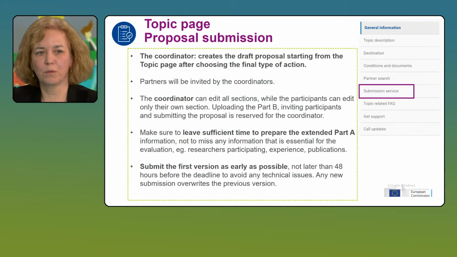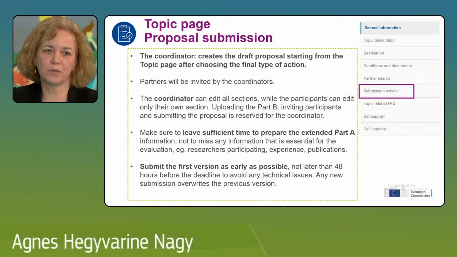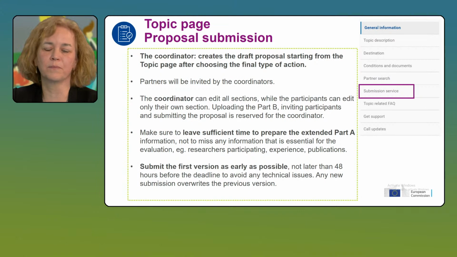So mainly the coordinator will need to act in the system when it comes to the proposal preparation. But as participant, you also have some tasks before this can be done. You need to prepare your PIC number, the identifier of each organization. You need to register for that in the portal. And also if there are researchers participating in the project, then you need to ask your researchers to provide their identifiers to you or to the coordinators.